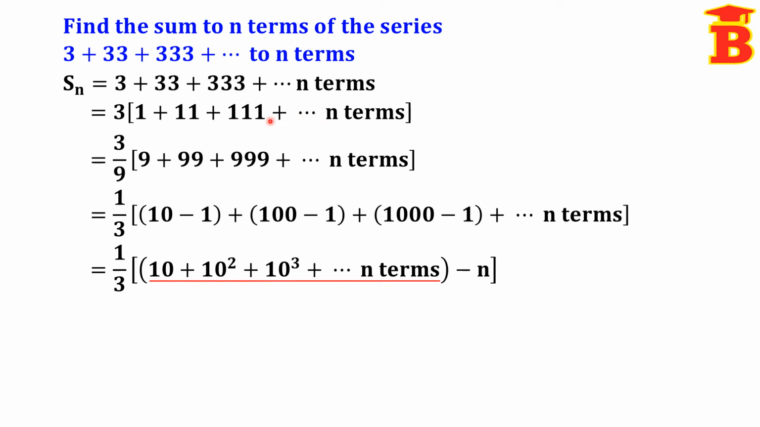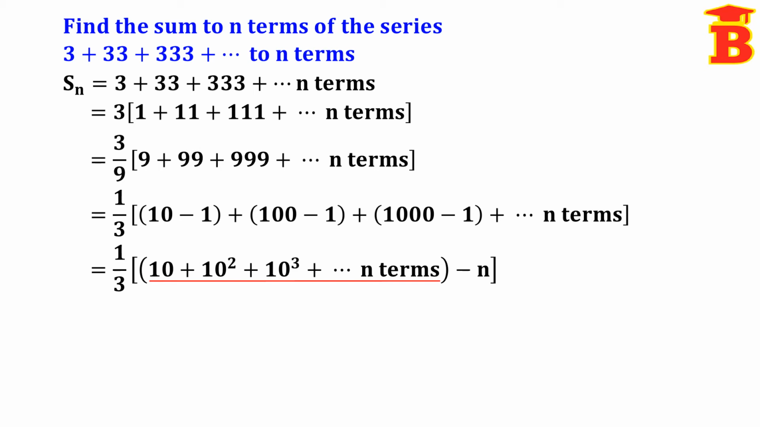This is also not in GP because the ratio is not the same. So that is why we use the method multiply and divide by 9. So multiply all the numbers by 9, divide by 9, we write it outside. And this 9 is 10 minus 1, 99 is 100 minus 1 plus etc. And now separate the 10, 10 square, 10 cube terms, we get the GP.